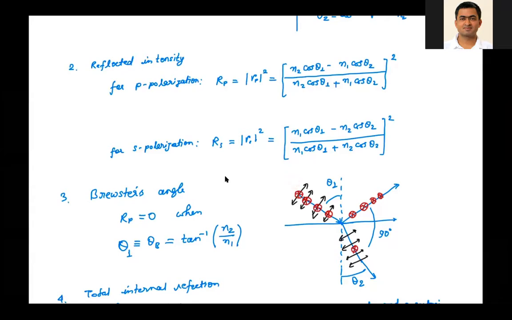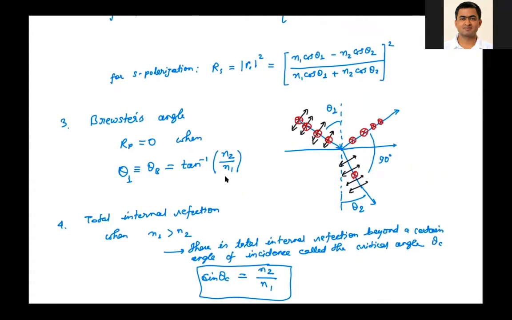Now at theta 1 equal to theta B, what you find is that for the P polarized light, the component that is in plane, nothing gets reflected. But in the transmitted beam, you will definitely have both the P polarized and some S polarized light as well. In the reflected part, there will be no P polarized light, and that is the definition of Brewster's angle.